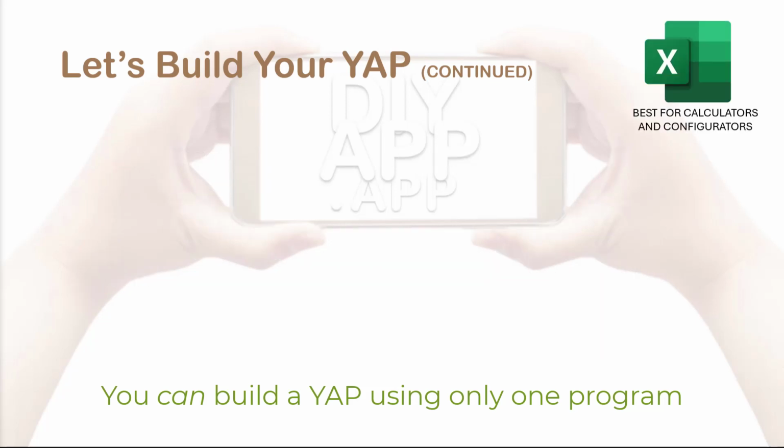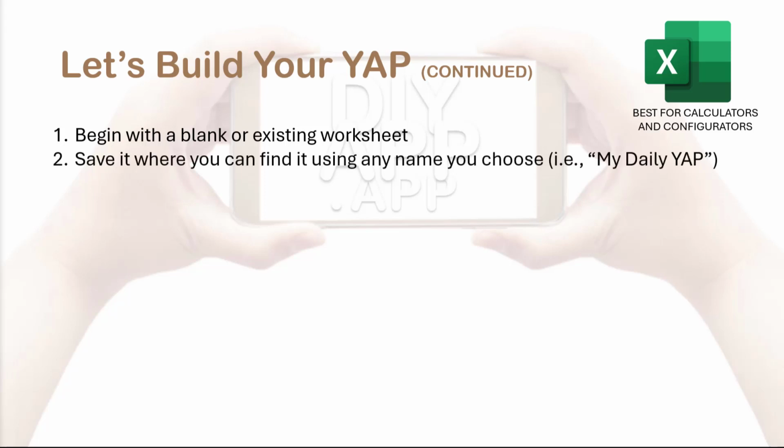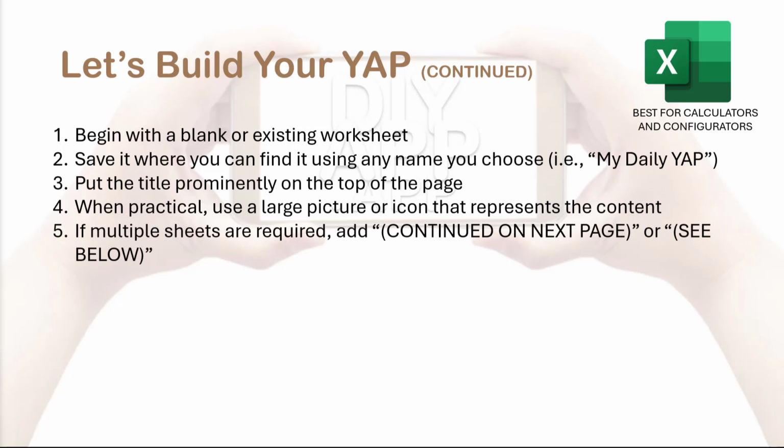As we've said, Excel is best for calculators and configurators, so begin with a blank or an existing worksheet. Save it where you can find it in the right folder for this particular YAPP. Put the title prominently at the top of the page, as you will see in the calculator that's attached here. When practical, use a large picture or one that represents the content. If multiple sheets are required, add continued on next page or see below.